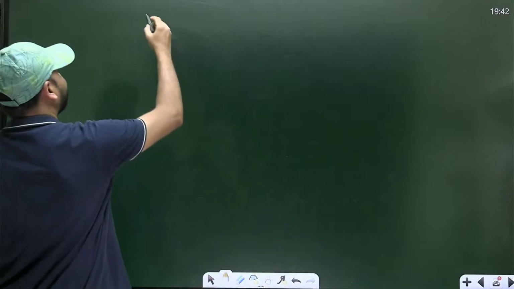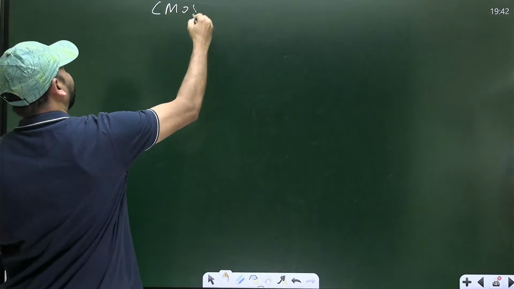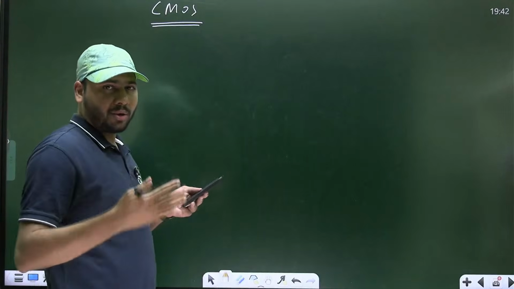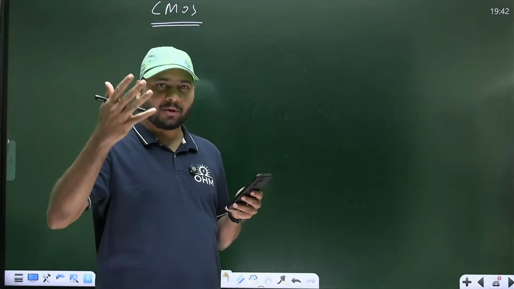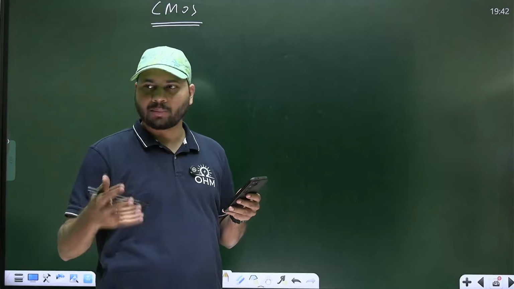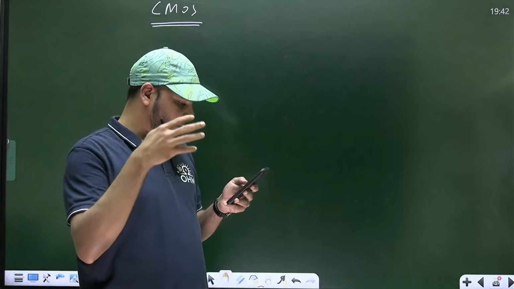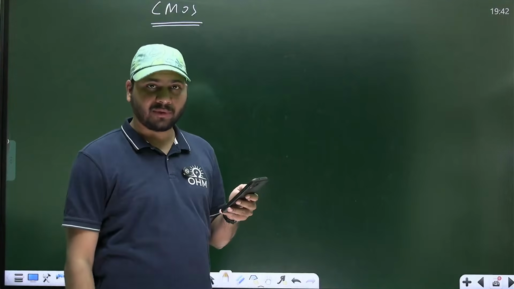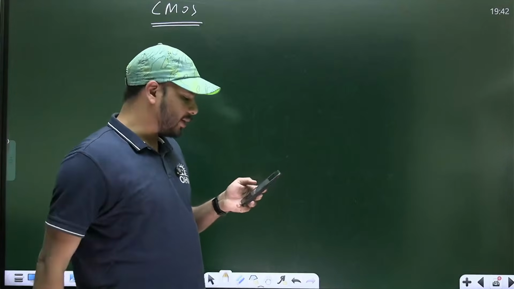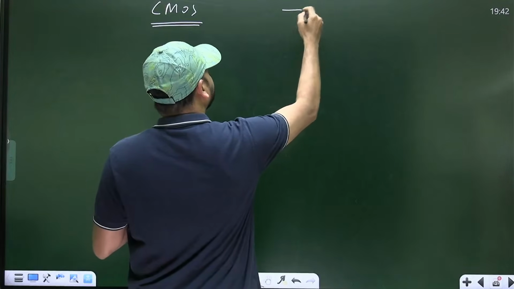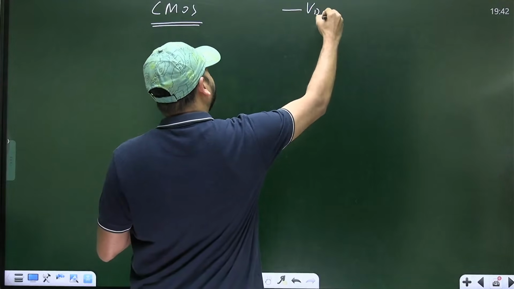A CMOS circuit is given, okay? CMOS means what? You have a pull-up network made up of PMOS and a pull-down network made using NMOS. And then you have been asked to identify what is the logic function that is implemented by the given circuit, okay? So at the top you have VDD.